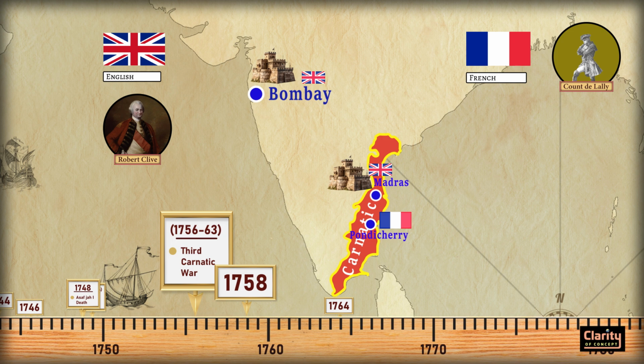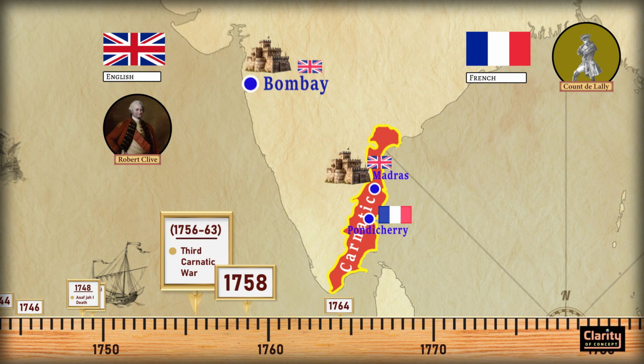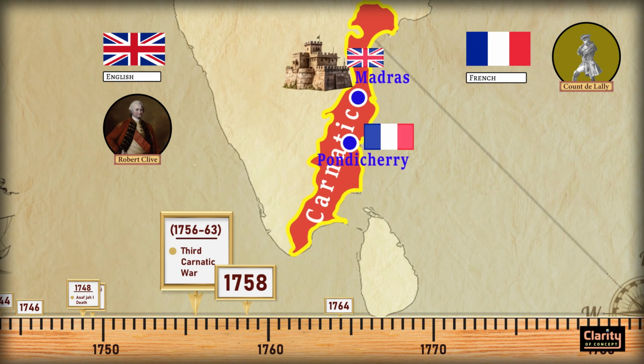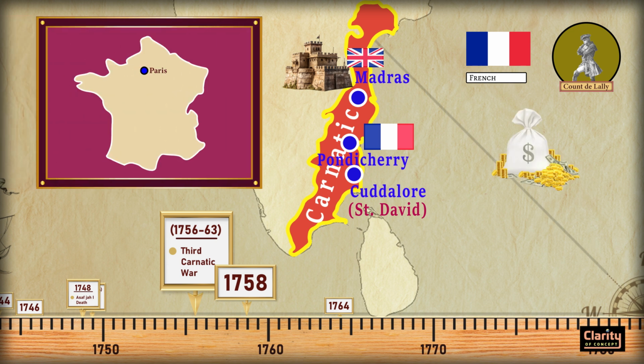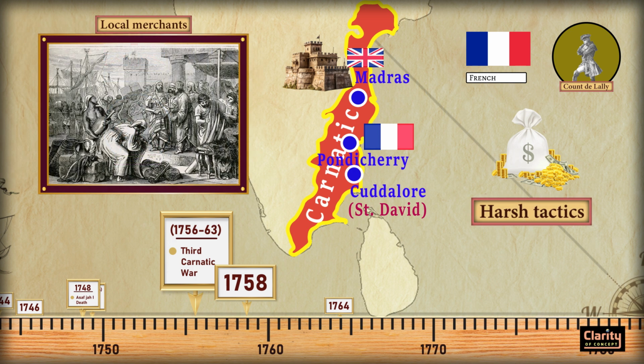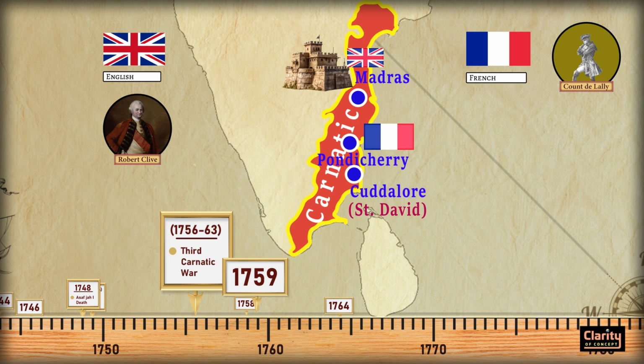After his arrival in 1758, he immediately set about trying to reclaim French dominance. At first, he had some early successes, such as capturing the fort of Saint David near Cuddalore. However, Lally soon found himself facing severe challenges. The French were running low on funds, and support from Paris was slow to arrive. To make matters worse, Lally's harsh tactics, like looting local merchants in Pondicherry, alienated the very allies he needed to secure resources. By 1759, the tide began to turn against the French.